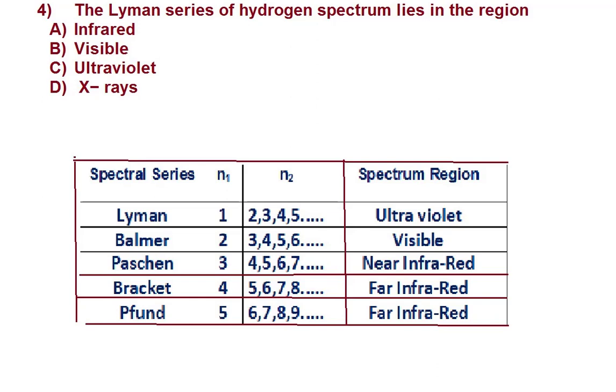Next we come to question number 4. The Lyman series of hydrogen spectrum lies in the region. Four regions are given: infrared, visible, ultraviolet, or X-rays.